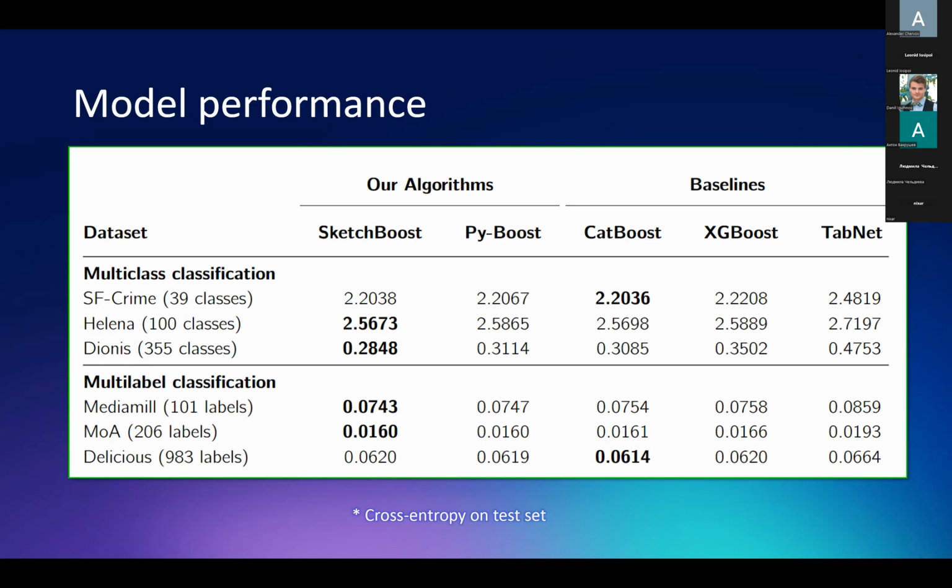But actually, SketchBoost is the champion, even in terms of accuracy. For example, you can compare SketchBoost with Pyboost. Again, SketchBoost always outperforms Pyboost. Moreover, often it outperforms even state-of-the-art implementations such as CatBoost and XGBoost. So sketching strategies not only help us to train fast, but they help to make models more accurate.